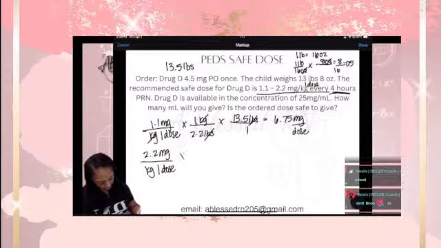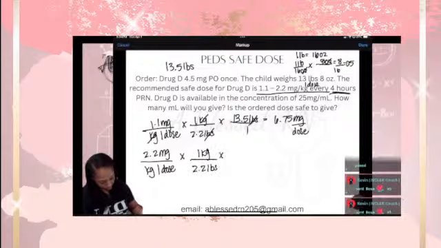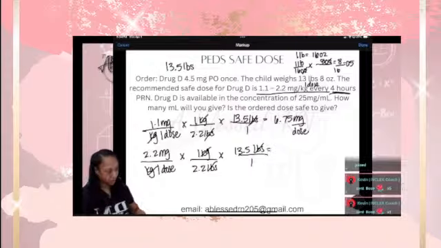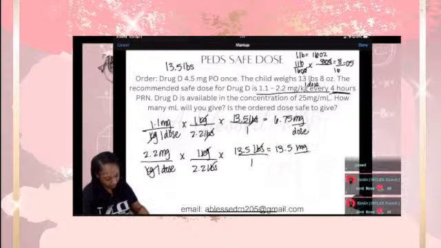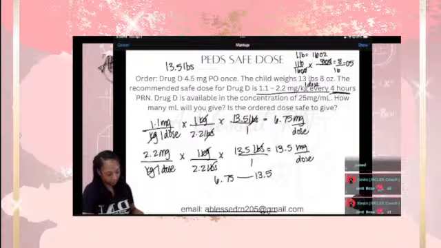dose. Our patient's weight is in pounds, so we'll do our conversion right here. 13.5 pounds over 1. Kgs cross out, pounds cross out. You got milligrams per dose left. So 2.2 times 13.5 divided by 2.2, and that's going to be 13.5, right? So our safe dose is 6.75 to 13.5, okay? What has been ordered by the doctor is 4.5 milligrams.